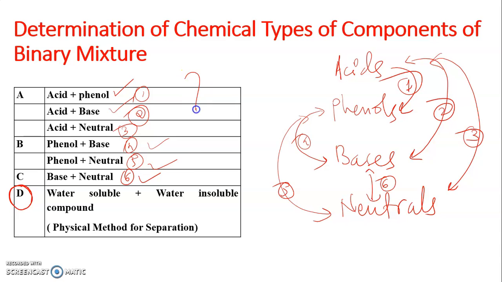So here these types are on the basis of their chemical type: acid phenol, acid base, acid neutral, phenol base, phenol neutral, and base neutral. So these six types we are going to learn to separate on the basis of chemical properties, that means on the basis of their chemical types. For the separation, three procedures we are going to use. Procedure 1 will be for A type of mixture. For all A type mixtures, we are going to use sodium bicarbonate.